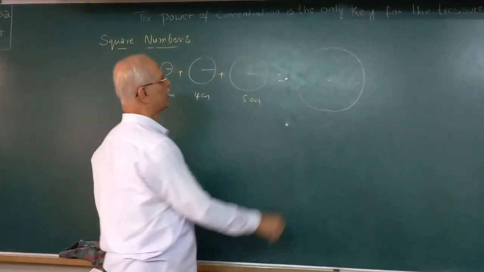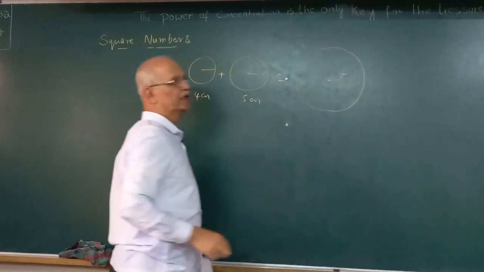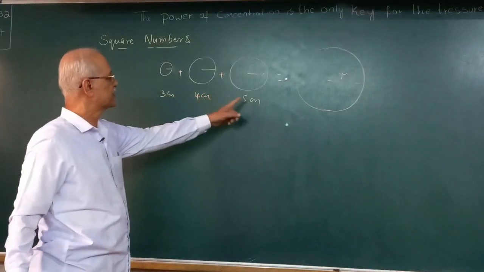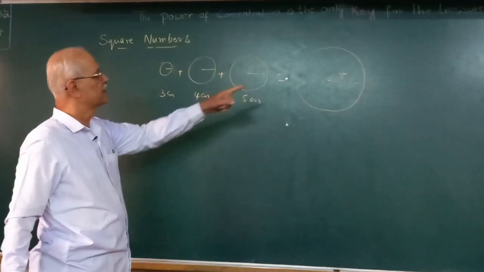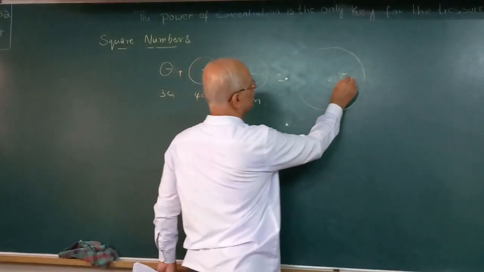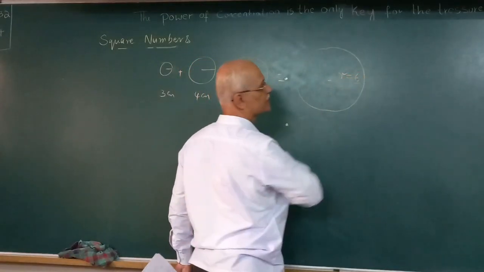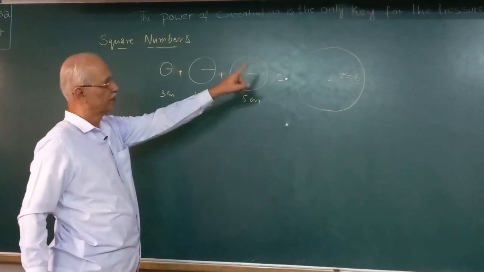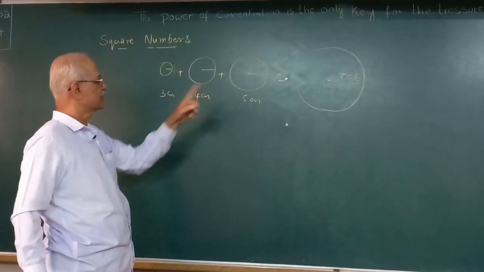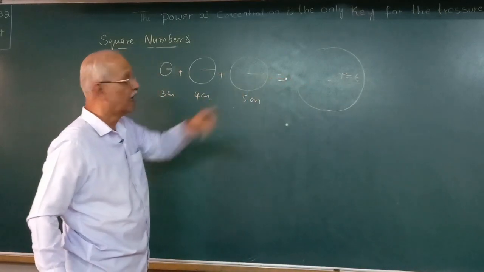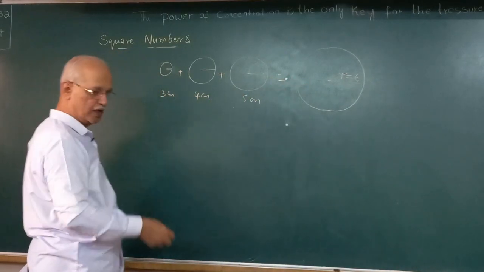If I ask you what is the radius of this big ball, usually your answer will be 3 plus 4 plus 5, that is 12. But you will be surprised, this answer is 6. The radius of that one single ball is 6. How do you get 6? You can show mathematically.